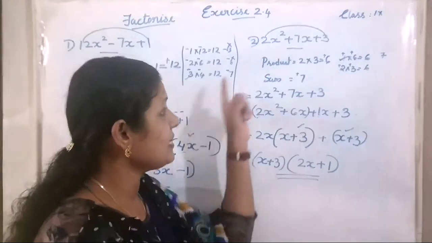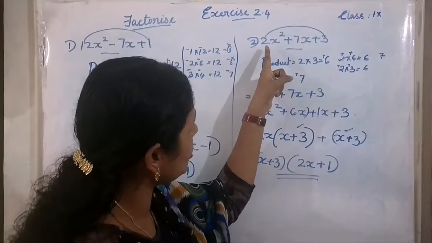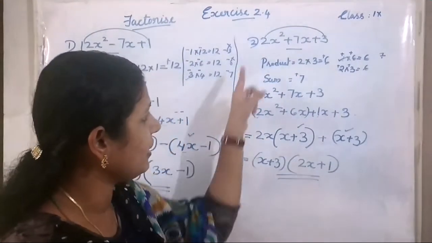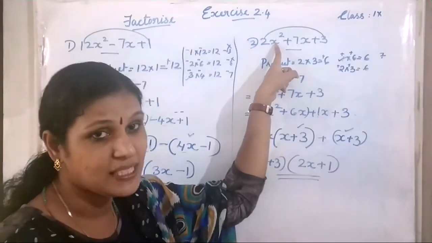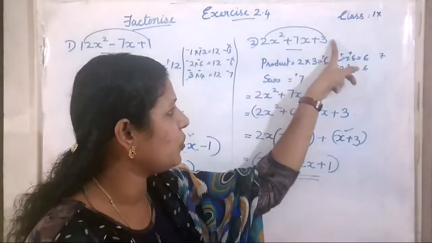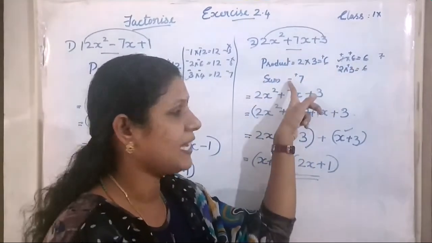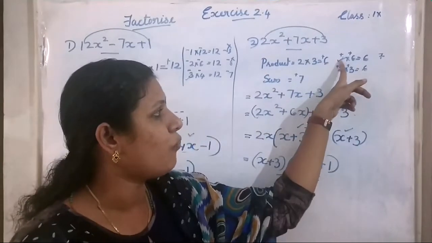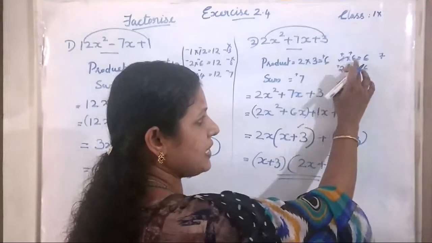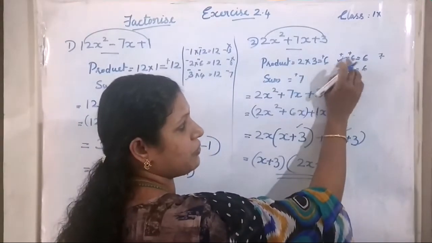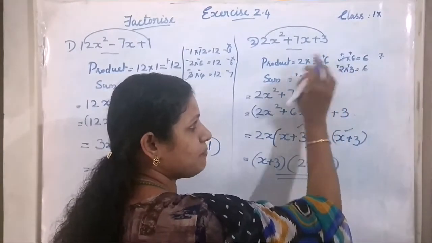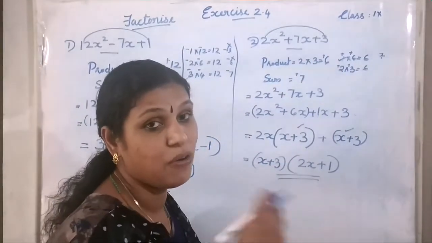Again I tell this: 2x square plus 7x plus 3 is our question. First we find the coefficient of x square, which is 2. So we find the product as 2 into 3 is 6 and the sum is 7. Which numbers give 6? 1 into 6 and 2 into 3, both are 6. And the product sign is plus, so the numbers are either both positive or both negative.